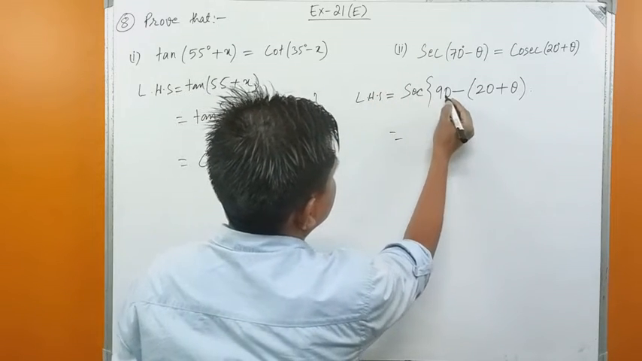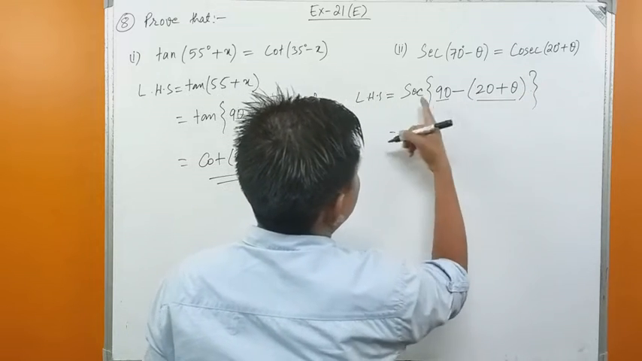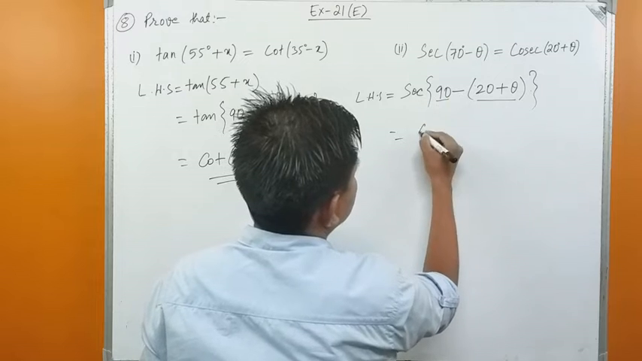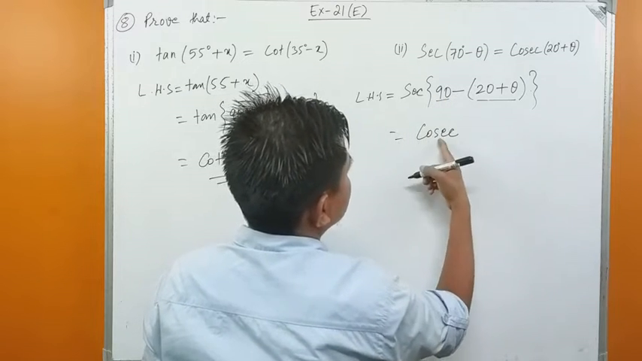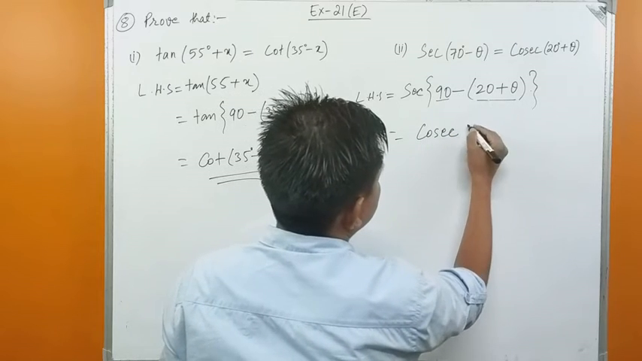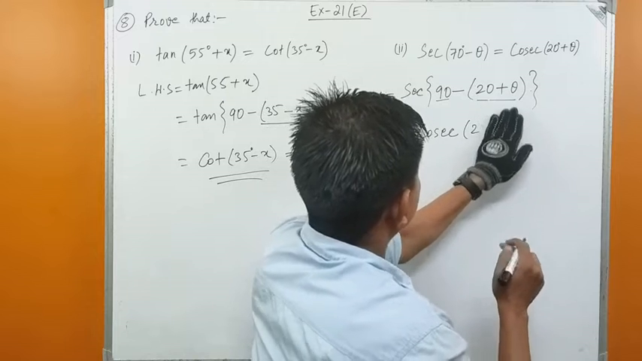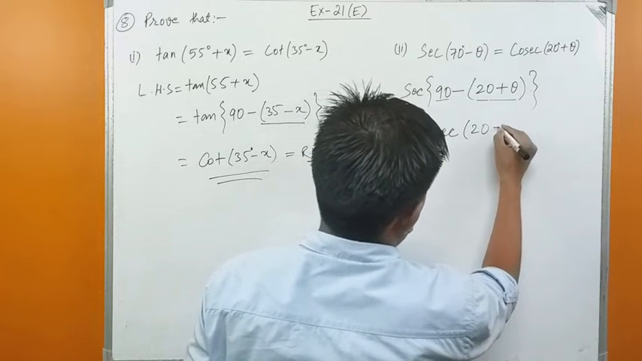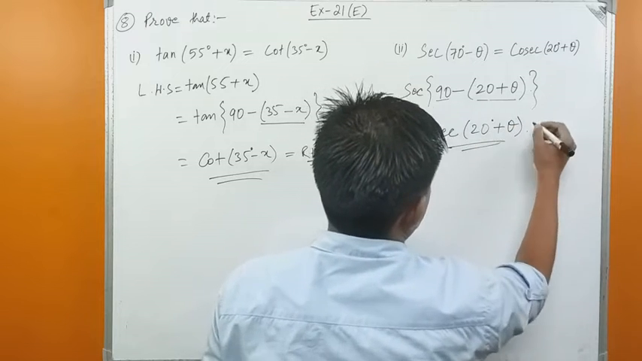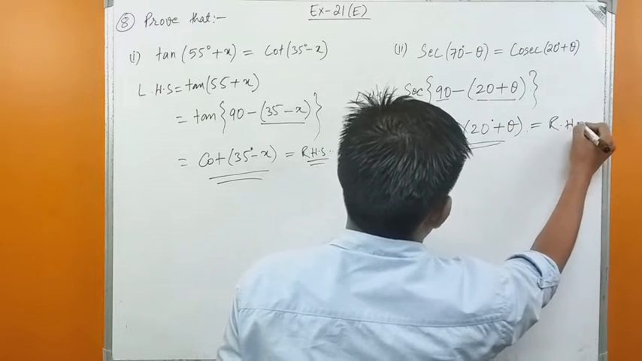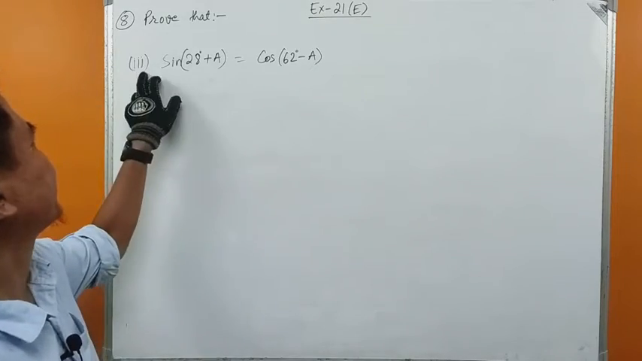So sec (90 minus theta), this is 90 and this is theta. Sec (90 minus theta) is cosec theta, isn't it? We know the formula. What is theta? Theta is 20 plus theta. So this is the right hand side, isn't it? Equals RHS, hence proved. Now let us do question number 3 of 8.